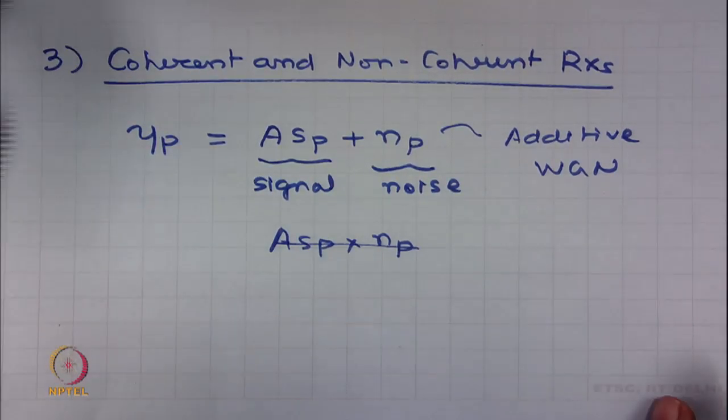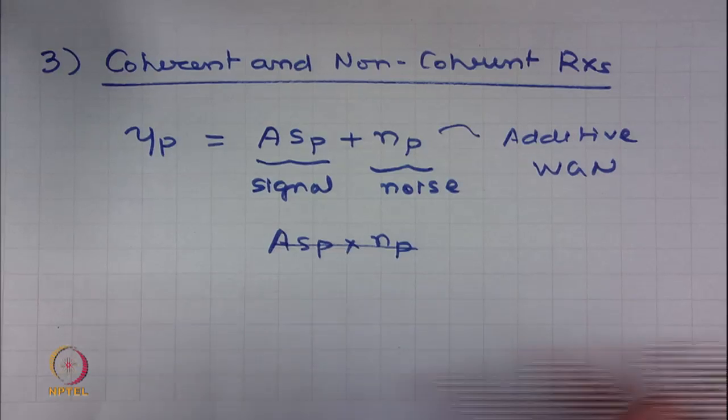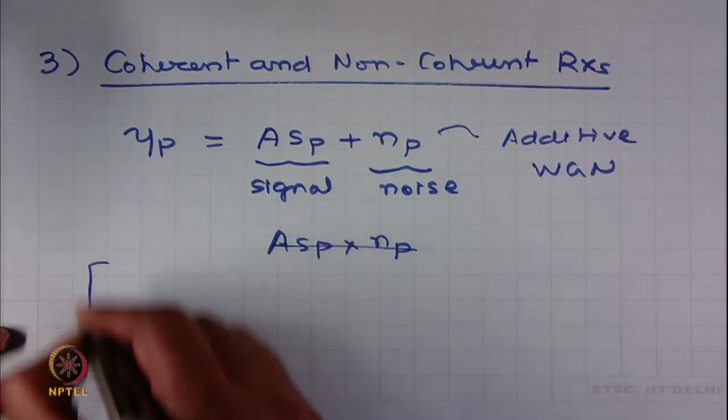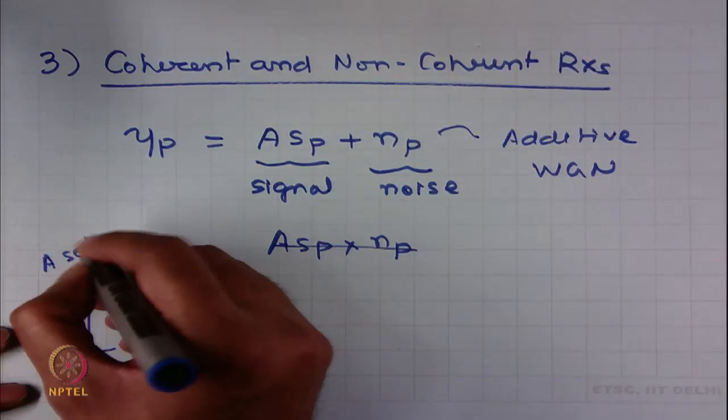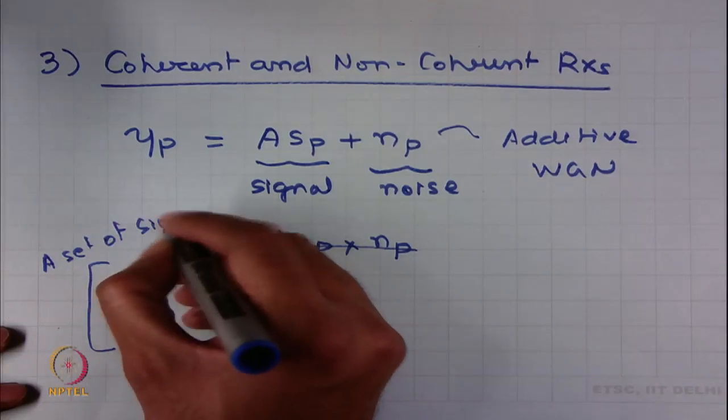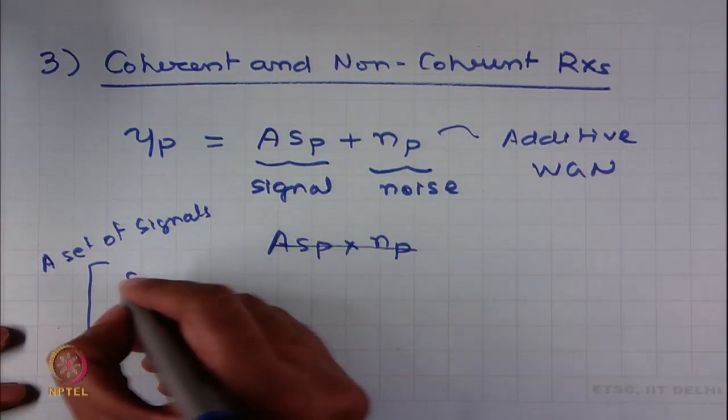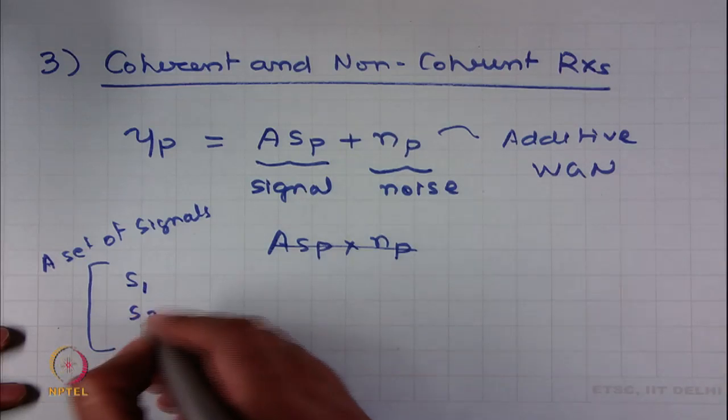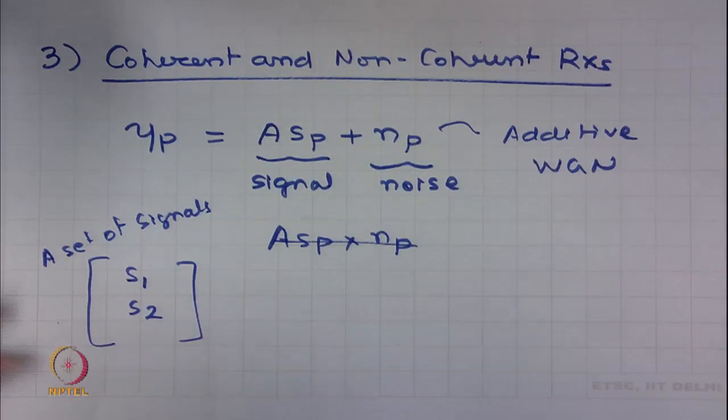Now, in digital communication we normally have a set of signals, right. For example, let me take just two signals. So, let me assume that I have a binary set. So, I have two waveforms that I can transmit, either I can transmit S1(t) or I can transmit S2(t), and at the receiver my job would be to identify which waveform I have transmitted, whether S1(t) or S2(t). So, this is the job of the receiver.